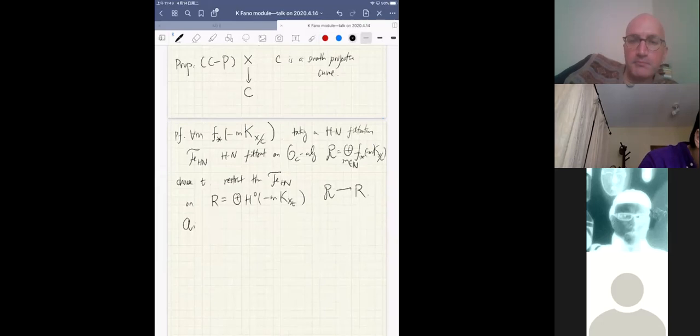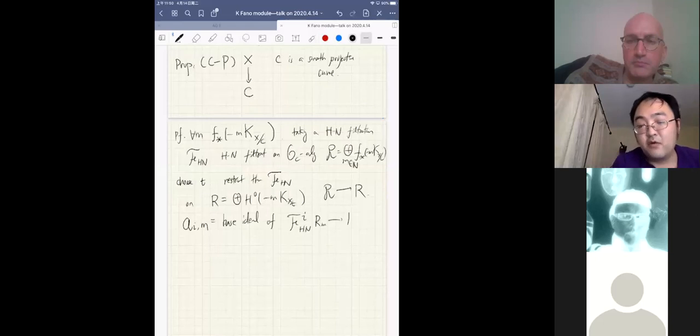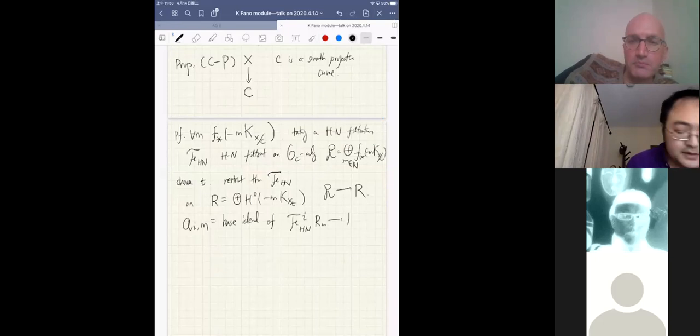Then I can define a base ideal, AIM, to be the base ideal of the restricting filtration, which I still write as F HN, Hadamard-Schumann filtration. So I look at this one, Rm, and the image inside Rm. That linear system will give me a base ideal, and I call it AIM. It depends on the M, which is the M here, and the I is given by this I. So this is basically a double graded ideal.